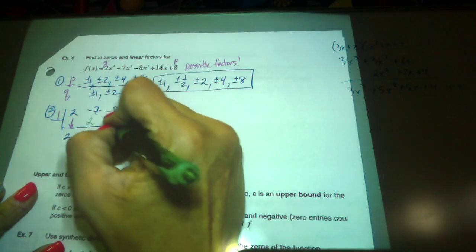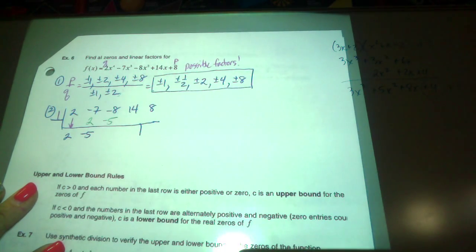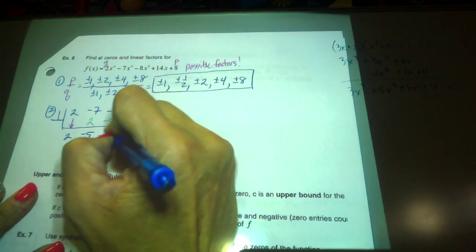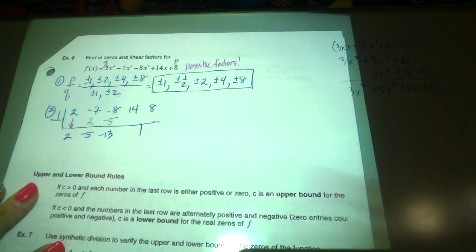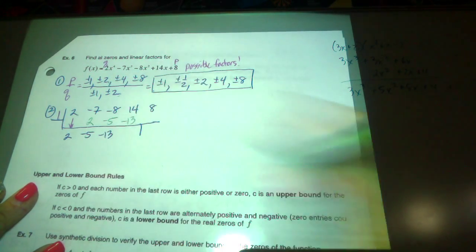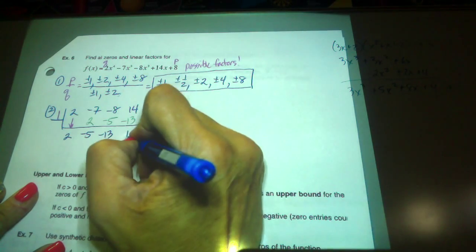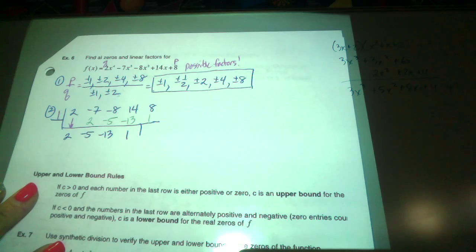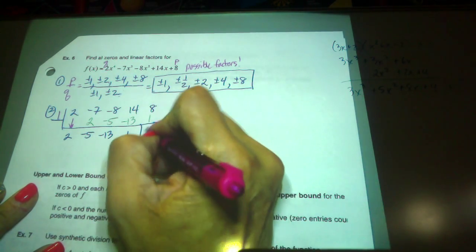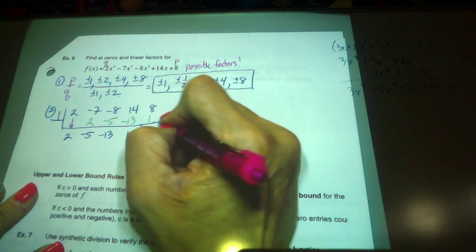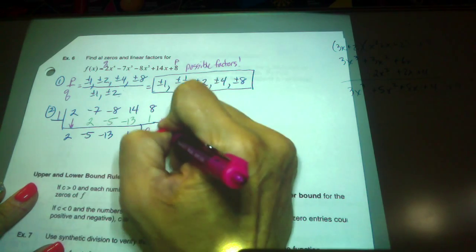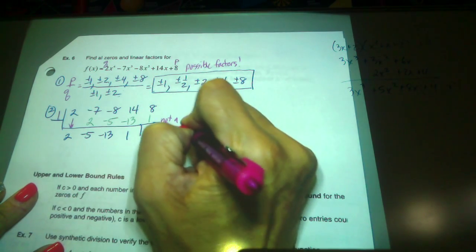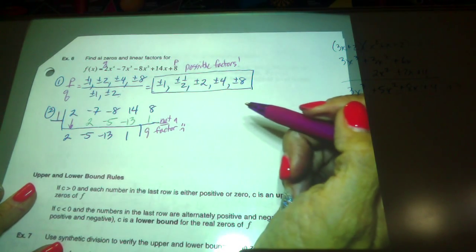1 times negative 5 is negative 5. Add down is negative 13. 1 times negative 13 is negative 13. Add down is 1. 1 times 1 is 1, and I get 9. Not a factor. I'm very sad. So 1's out.